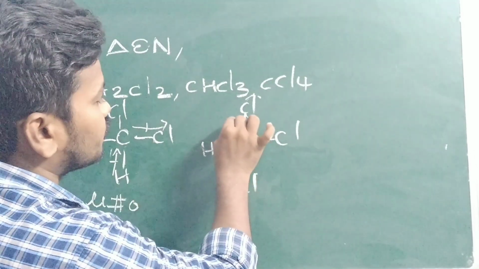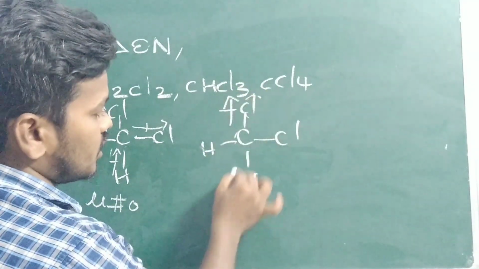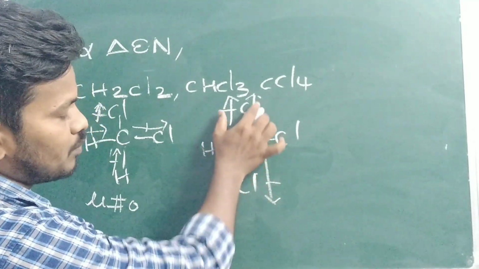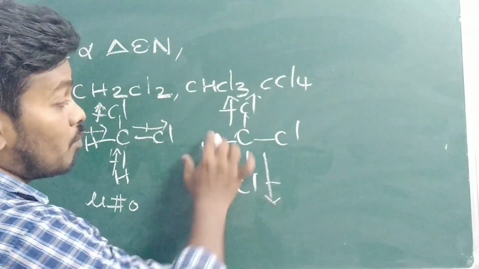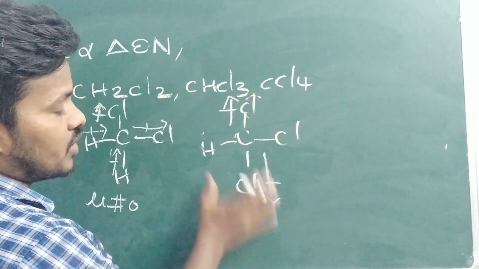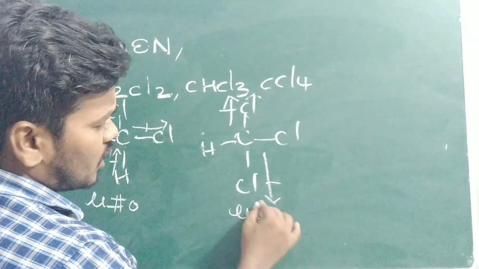Here you can see chlorine is more electronegative, so the electron cloud is towards the chlorine. Here also the electron cloud is towards the chlorine. They are in opposite directions, so the dipole moments cancel each other. But in this other case it is not cancelled with each other. Vertically it is cancelled, but horizontally it is not cancelled. So mu is not equal to 0.